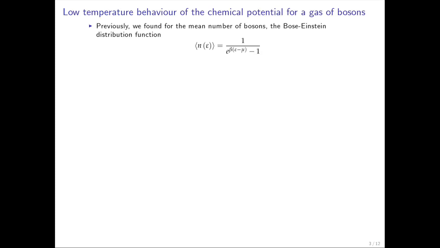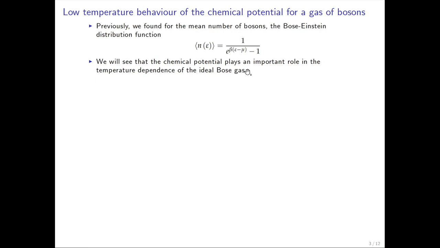Okay, so previously we derived this Bose-Einstein distribution function, which is the mean number of bosons in some state of energy epsilon. And it has this form, 1 over e to the beta, where beta here is 1 over kBT, e to the beta times epsilon minus mu, where mu is the chemical potential. And we have the crucial difference from fermions of the minus 1 here. And we'll see that this chemical potential plays an important role in the temperature dependence of the ideal Bose gas. So we'll have to spend some time with this.